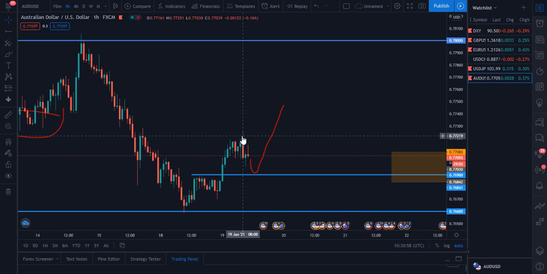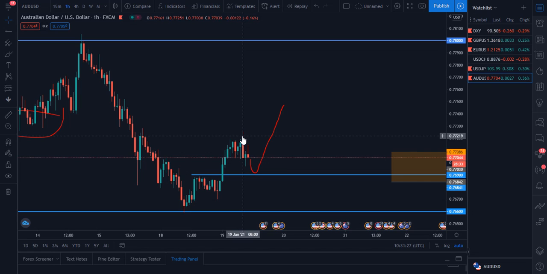Bullish trend, I said, retesting the previous higher high, resistance and support, 0.76900. There's a reversal candlestick on the support structure, on the support level, on 0.76600. Then, what is this? Let me just check properly here.